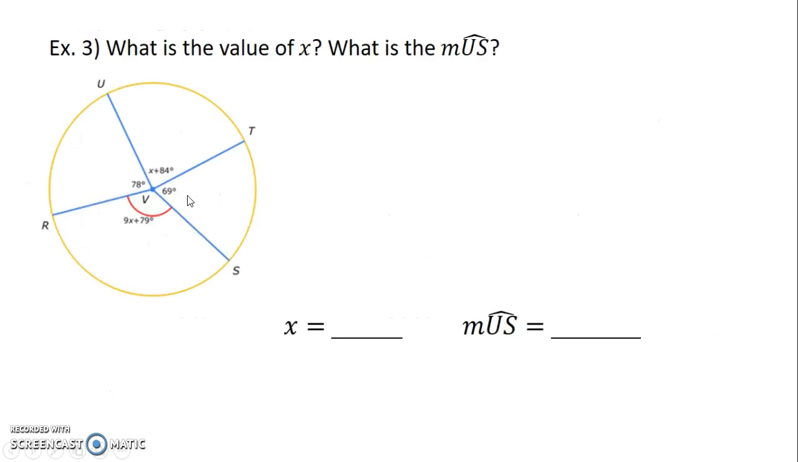The last one we're going to do today is just an application type problem where we have this circle, we have a bunch of angles around the center. We could have just as easily labeled the arcs around the outside. No matter what, though, it's going to sum to 360, and that's your only option.